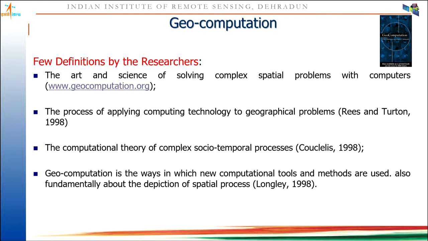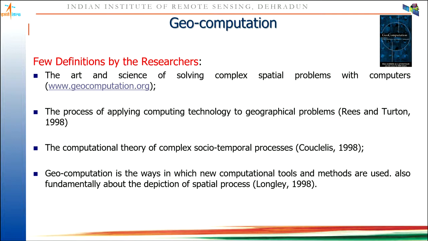And when we use computers to handle this data to solve any specific geographical problem, then we call it a geocomputation problem. So basically you are utilizing computer systems to solve spatial problems, that is, location specific problems. The process of applying computing technology to geographical problems, this is another definition, where you can say that geocomputation is a process of applying computing technology to geographical problems.